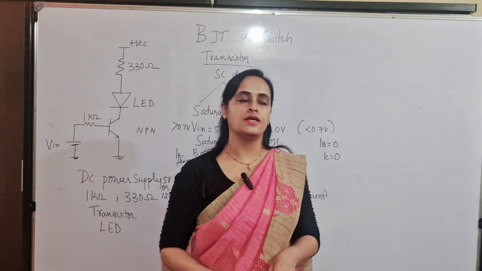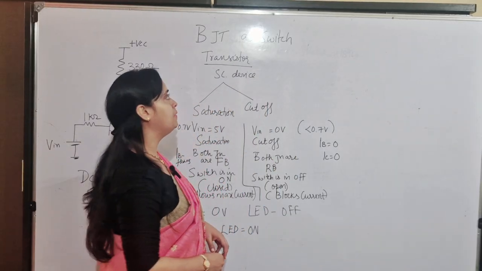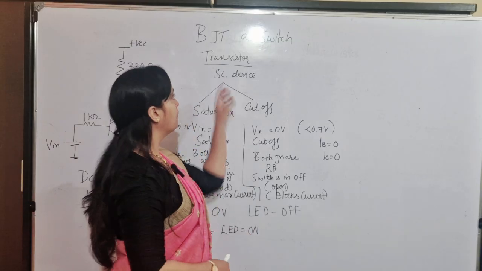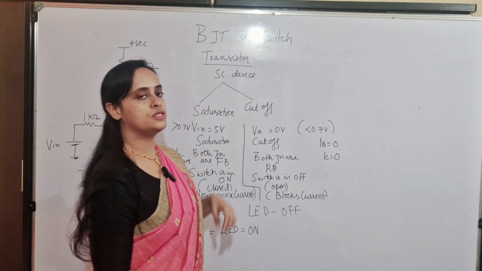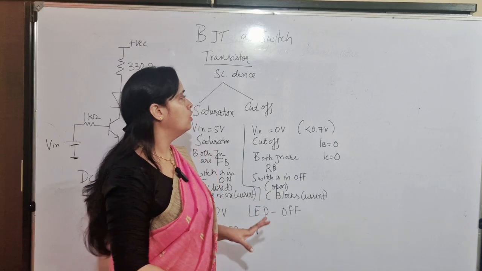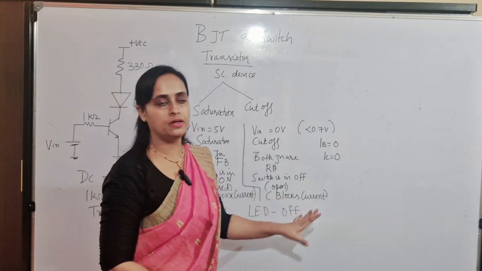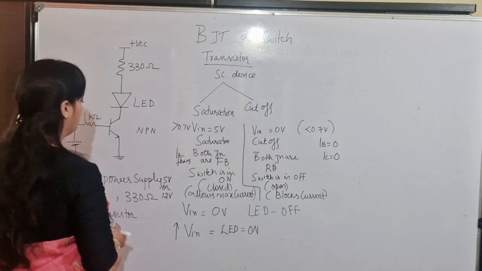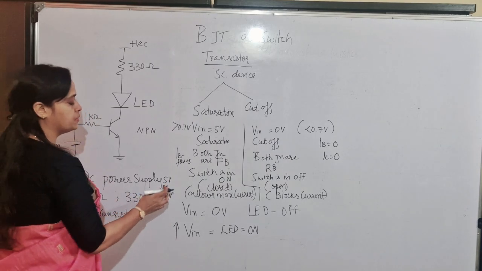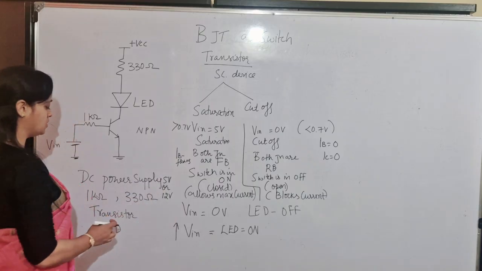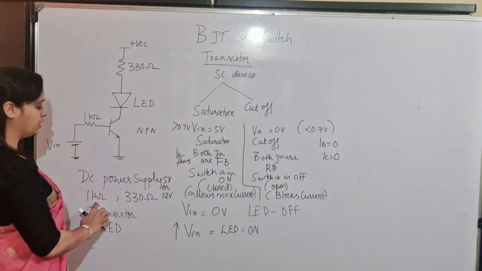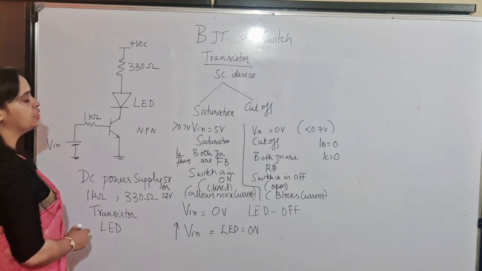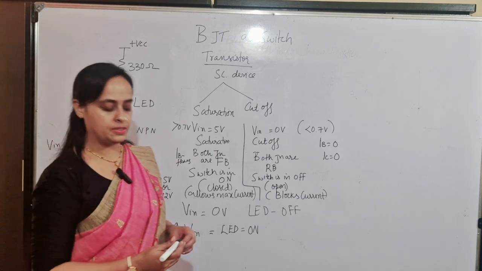Welcome back, students. So next experiment is BJT as switch. That is to design a bipolar junction transistor to work as a switch. To do this experiment, the very first thing we'll do is list the components we need. We need a DC power supply which can measure up to 5 volts or 12 volts, two different resistors, 1 kilo ohm and 330 ohm, an LED, and also an external power supply.